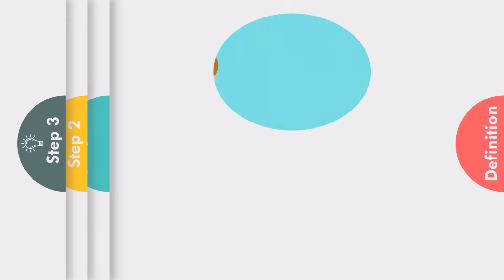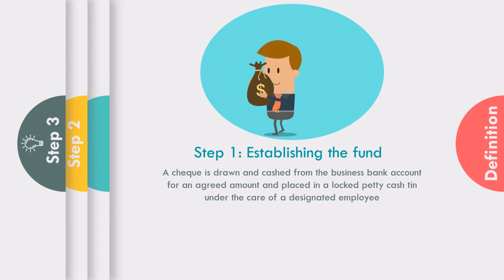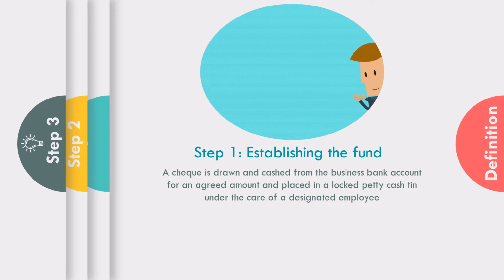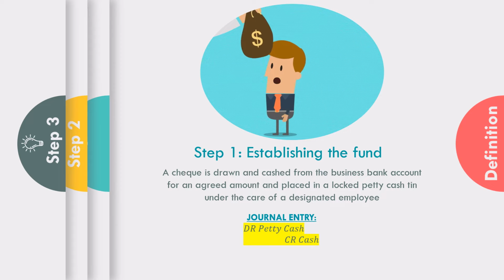Number 1. Establishing the fund. A check is drawn and cashed from the business bank account for an agreed amount and placed in a locked petty cash tin under the care of a designated employee. To account for this, we need to debit petty cash and credit cash in the journal entry.